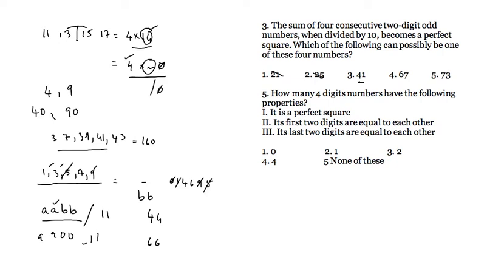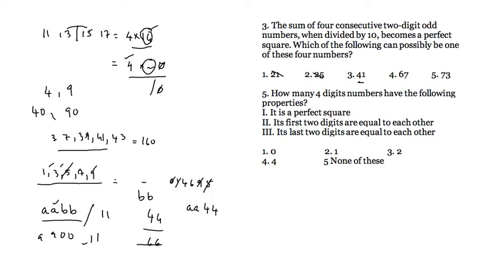Now a perfect square has to be a multiple of 4, so it cannot be 66. 66 is only a multiple of 2. If it is a multiple of 4, it can only be 44. So great, now we are here: the number has to be AA44.